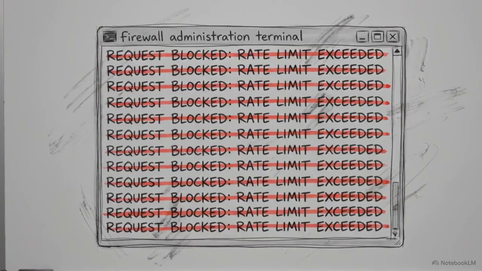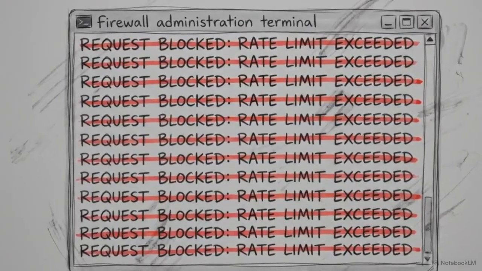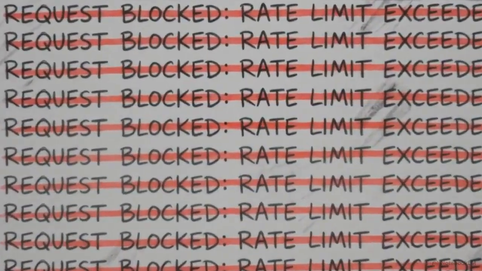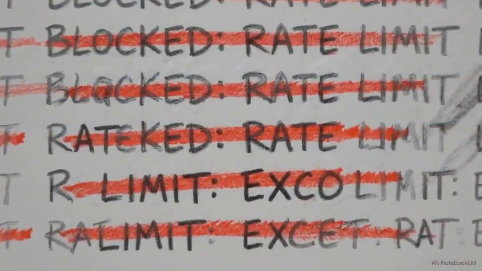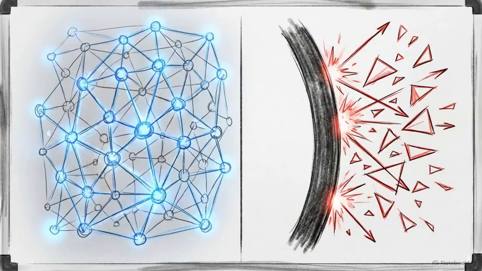We must implement strict rate limiting at the load balancer level, preventing botnets from executing DDoS attacks and flooding our servers with garbage requests. Designing for scale means designing for hostility. Raw performance must always be balanced against security, unpredictability, and infrastructure defense.